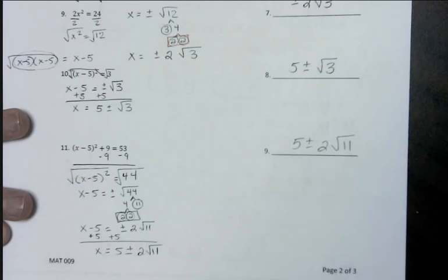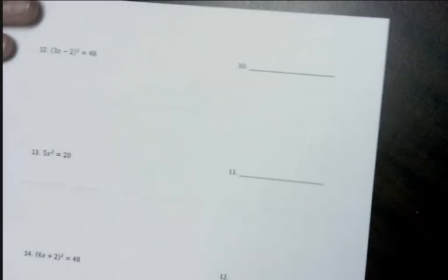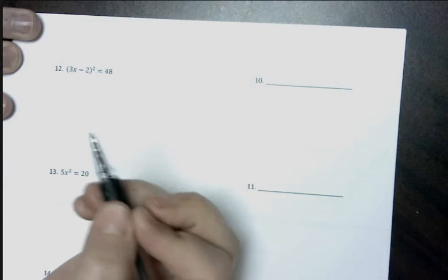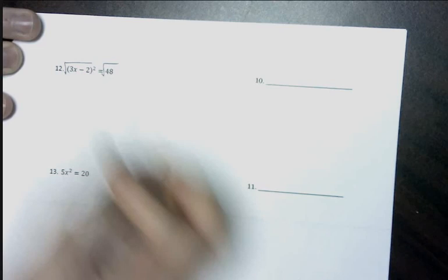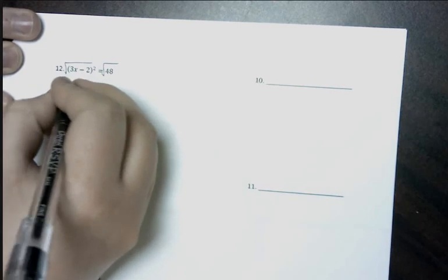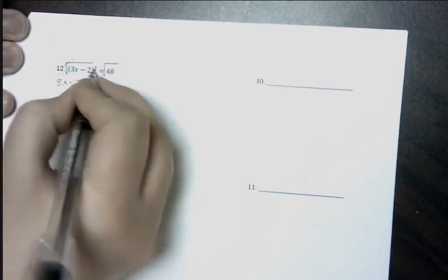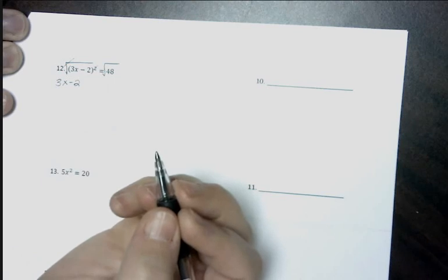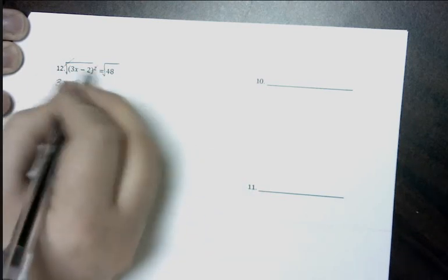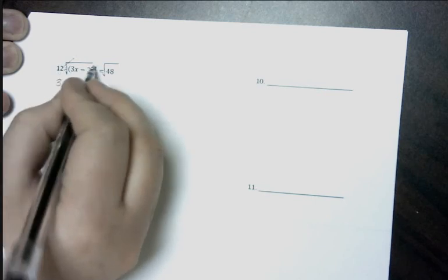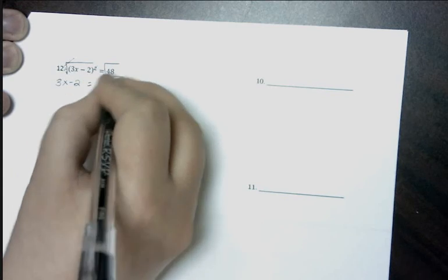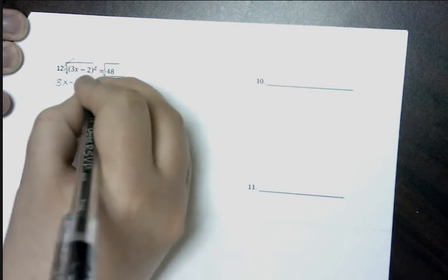All right, so now let's go ahead and move on to problem number 12. So we have the perfect square by itself, so now we can do the square root of both sides. That's going to give me 3x minus 2 because the radical and the exponent basically cancel each other out. And notice that only happens when the root and exponent are the same. So equals square root of 48. Don't forget your plus or minus.